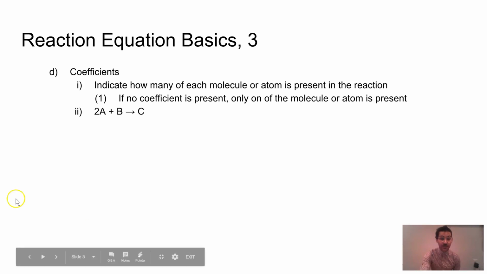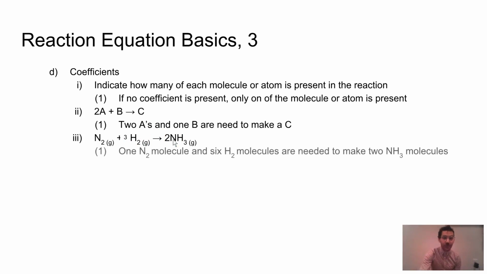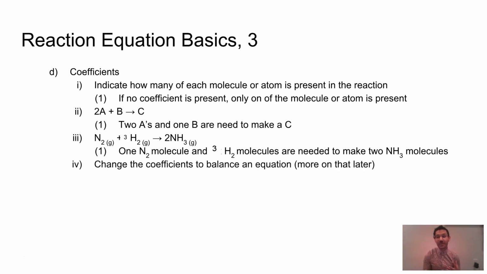So in this one here, we know that there are 2 of these A's combining with 1 B to give us 1 C. 2 A's and 1 B are needed to make one of these C's. In this real life equation, we have 1 nitrogen reacting with 3 hydrogens to give us 2 of these products, ammonia. So 1 nitrogen, and 3 hydrogen molecules are needed to make 2 NH3 molecules. Neat.